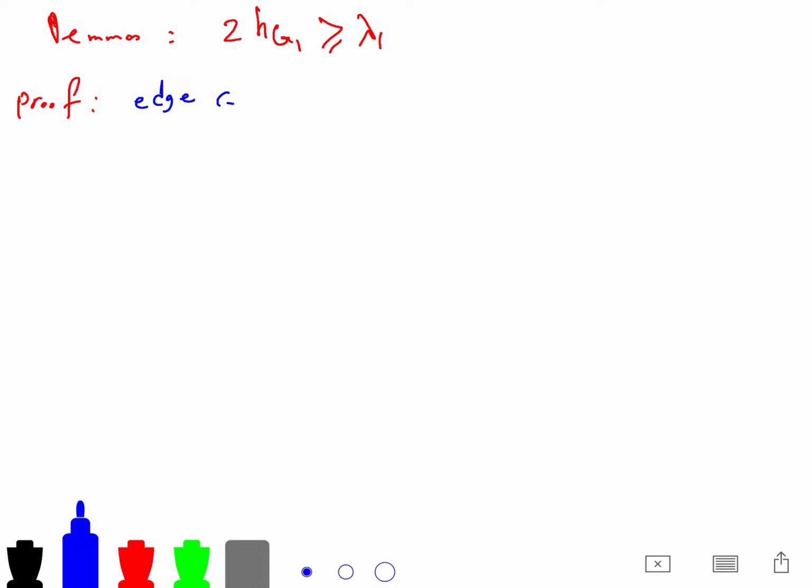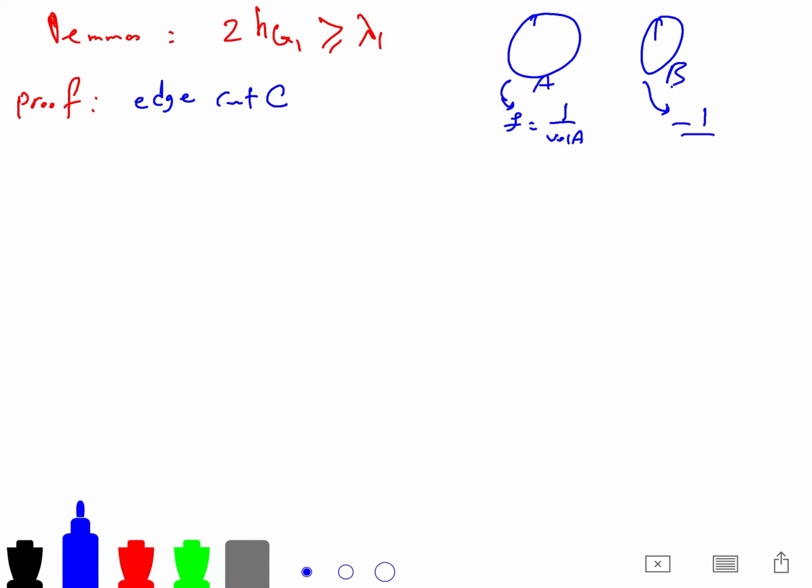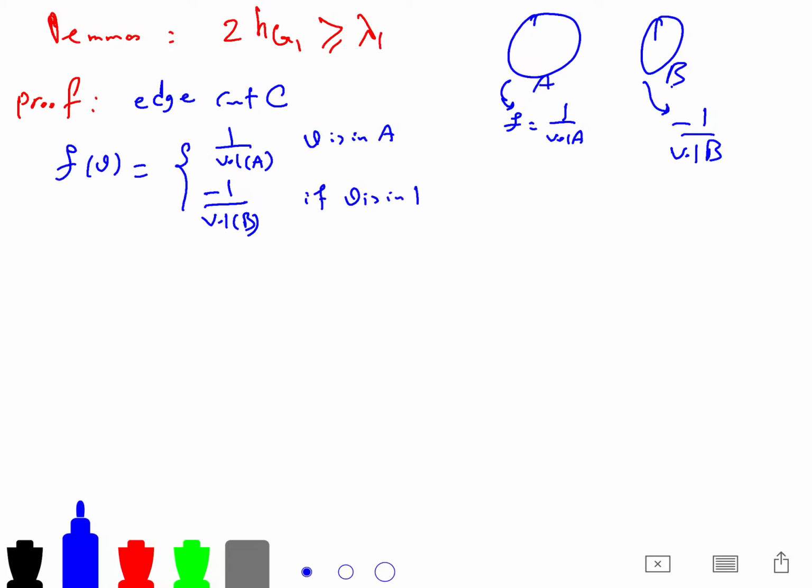Based on the optimum edge cut C, which achieves h of G, it separates the graph into two parts, A and B. So for A, if v is in A, we define that f should be 1 over volume of A. If v is in B, it is minus 1 over volume of B. So we define f like this: volume of A if v is in A, minus 1 over volume of B if v is in B.